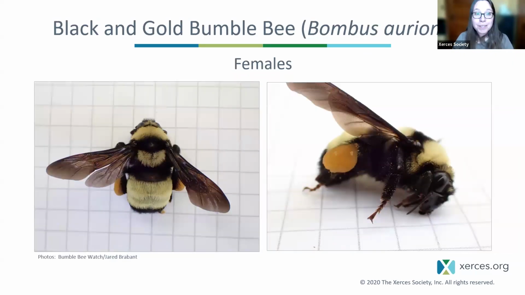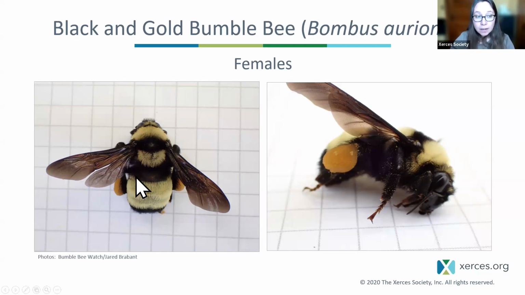So looking at some examples of black and gold bumblebees, here we have a really nice example of a female of this species. This one has a little bit more yellow hairs than the other photo that was on the slide before. So this bee has lots of yellow hairs at the back of the thorax and some yellow hairs on T1. So just things to look out for with this species.